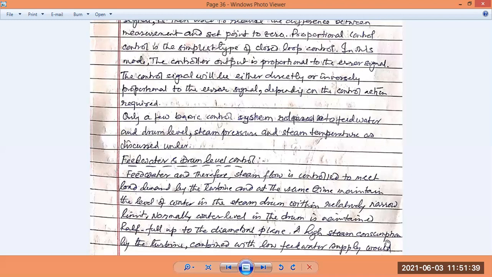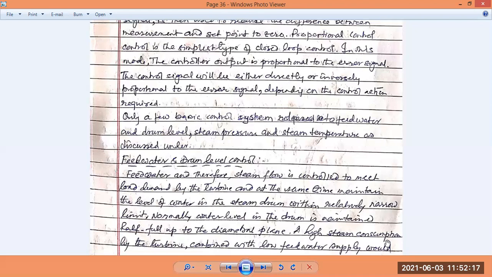So what is going on here? The feed water flow and the steam flow have to be controlled as per the load defined by the turbine itself, and at the same time you maintain the level of water in the steam drum within a relatively narrow limit. Normally, water level in the drum is maintained at half to full up to the diameter plane.